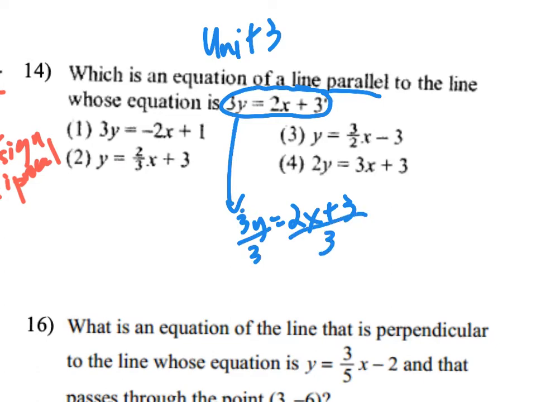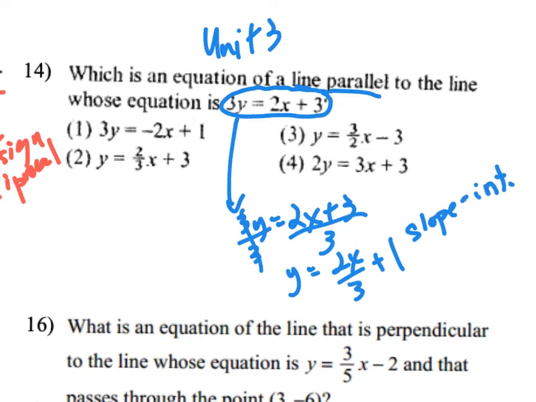And so this is going to look like y equals 2x over 3 plus 3 over 3. 3 divided by 3 is 1, right? So this is my equation in slope-intercept form. I love slope-intercept form because it easily lets me see what my slope is. I also really like point-slope form because it also lets me very easily see what my slope is.